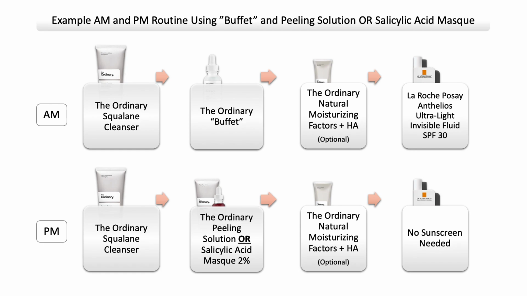So those are the main conflicts that you have to keep in mind when it comes to what you should not use in the same routine when using Buffet. Now I also want to talk about what example routines could look like if you want to include Buffet in your specific routine. I often get the question, can I use Buffet with The Ordinary retinoids or retinols?